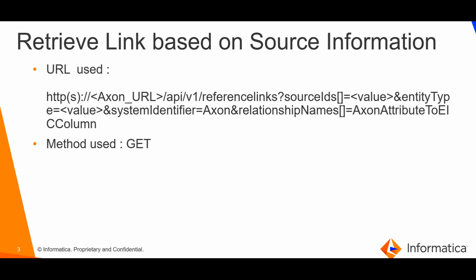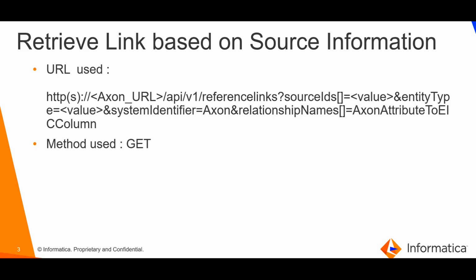We will discuss the endpoint URL and the parameters passed with it in more detail when we create the REST API request in the Postman client. Let us first take a look at the Axon instance and see the links present between the attribute object and the physical field object. Next, we will retrieve these links based on attribute information using the Postman client.